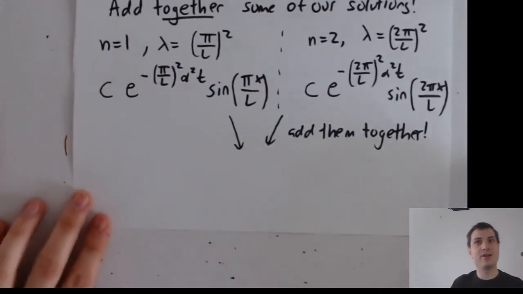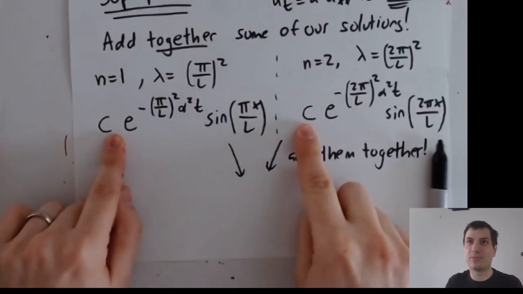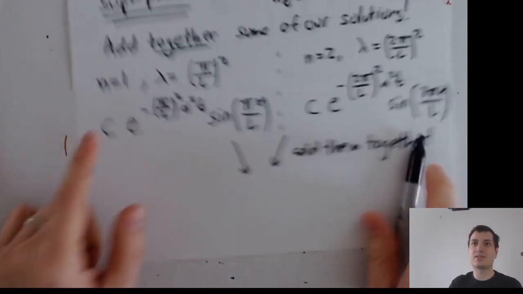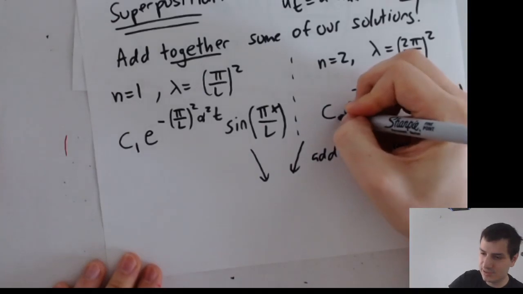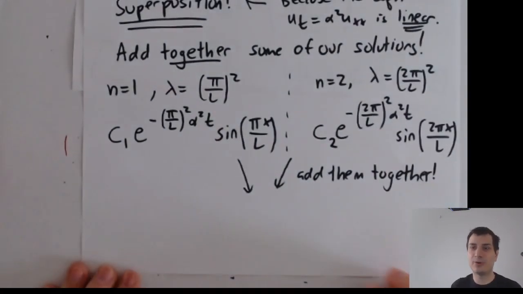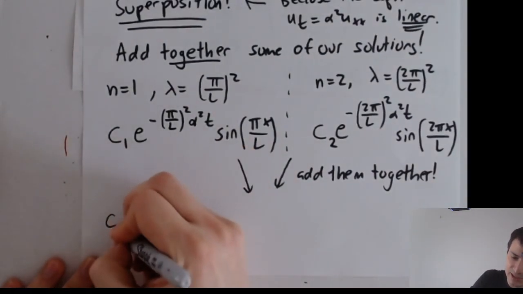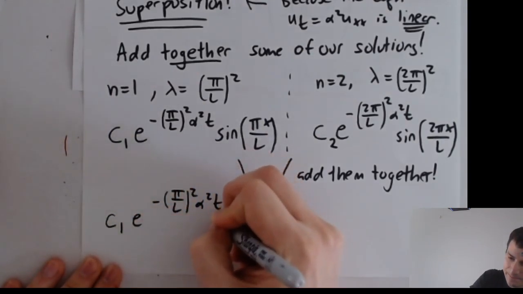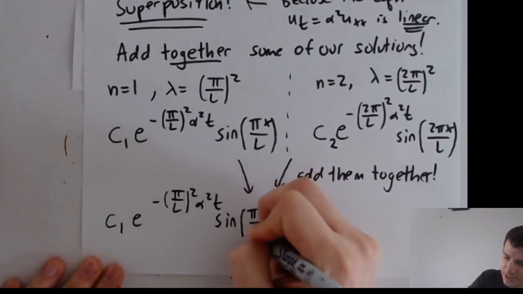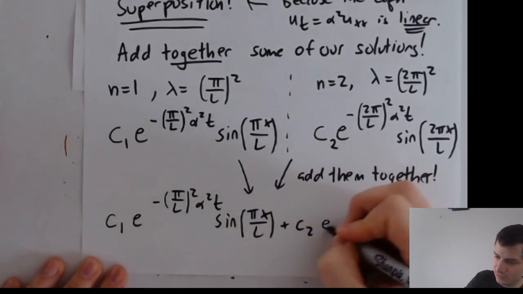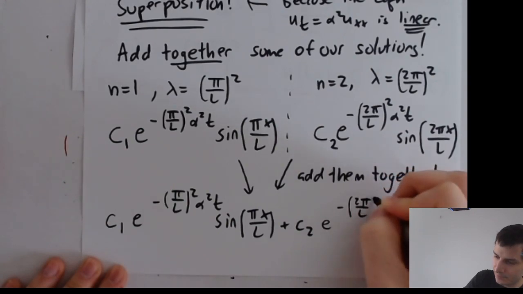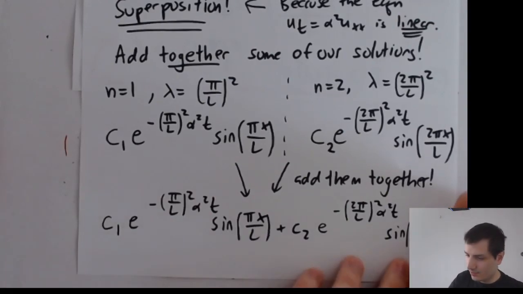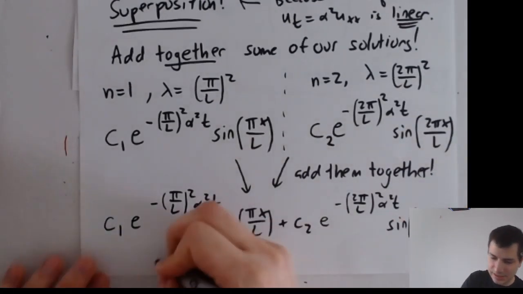If you add these together, now you have a problem because these things are both called C. You have to make sure you know that this C is different than that C. So I'm going to call this one C1 and this one C2, just to keep them separate. That means that if you add them together, C1 e to the minus pi over L squared alpha squared t times the sine of pi x over L plus C2 e to the minus 2 pi over L squared alpha squared t sine of 2 pi x over L is also a solution.